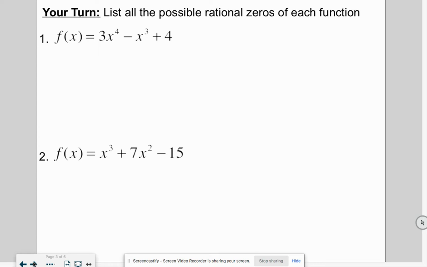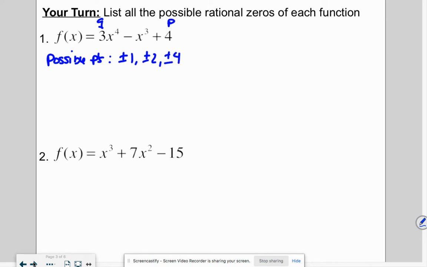Just list the possible rational zeros for each function. Go ahead and pause and do that, and then we'll come together and talk about it. Okay, so 4 is the constant, so we need all of the factors of 4, and 3 is q. So we need all of the possible p's. So plus and minus 1 is a factor of 4, plus and minus 2, and plus and minus 4.